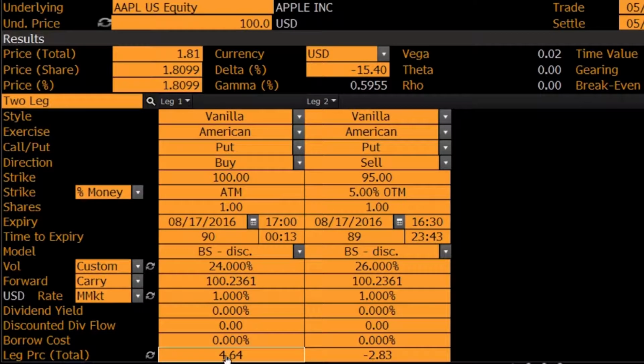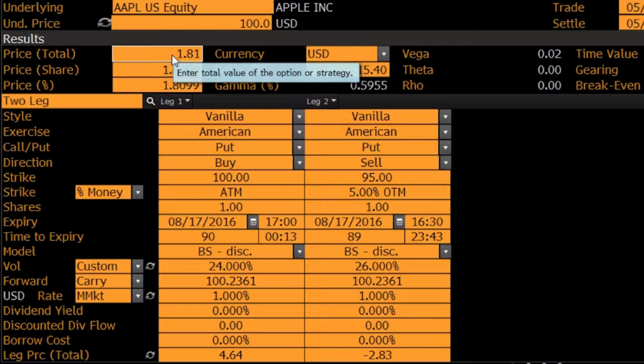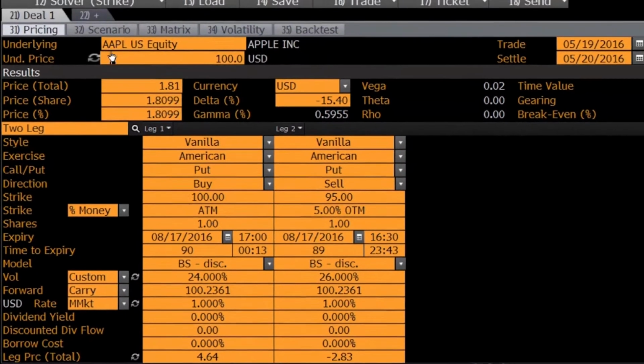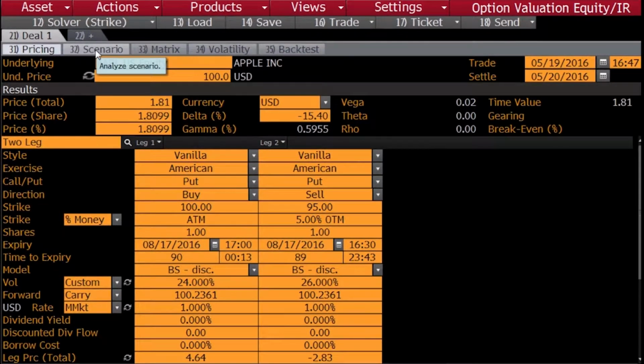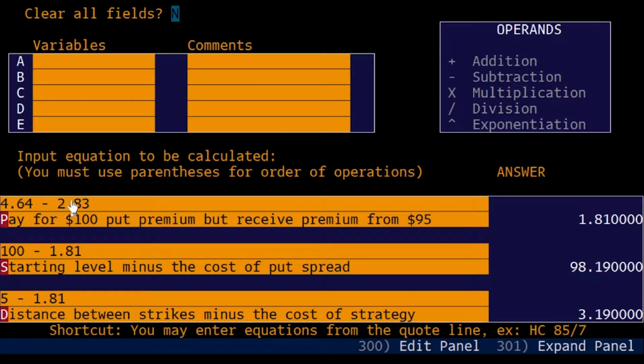So the cost of the strategy is the 4.64 you pay for the 100 put, take away the 2.83 you receive on the short put, and this gives you a cost of the strategy of 1.81. That's 12 part A and B answered. Break even of the strategy. Here is how I would get my answers. I would get 4.64 minus 2.83. There's my 1.81 cost of the strategy. What's the answer to how do I get the break even of the strategy? Well, it's the starting level where the stock is, 100, minus the cost of the strategy. The break even is 98.19.